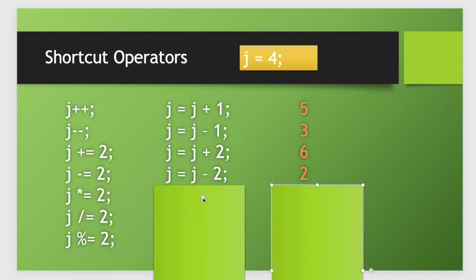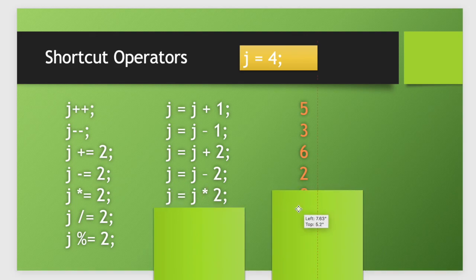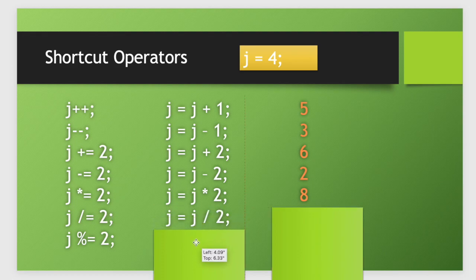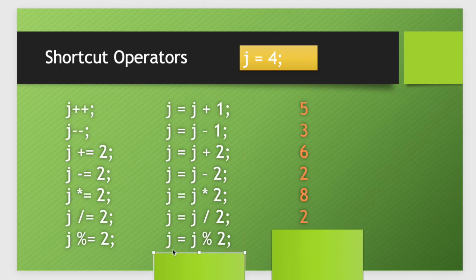All right, we've got a times equals. Same thing. You're probably catching on to the pattern here. So j times 2 stored back into j would have the ending value of 8. J divided equals 2, written the long way, would look like this. And of course, 4 divided by 2 stored back would mean j had a new value of 2. And the last one is the mod equals. So we need to find the remainder of what happens when you divide 2 into 4. So the long equation would look like this. And the answer would be 0. J would have an ending value of 0.